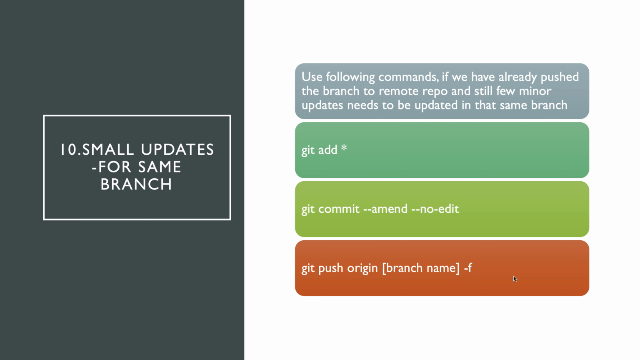For these things, you can simply create a branch, add the changes, and then push that branch. That is the easiest, less complex, and safer way. For small updates, you can make the changes: git add star, git commit no edit, and git push origin, that branch name, and hyphen f for the force push.